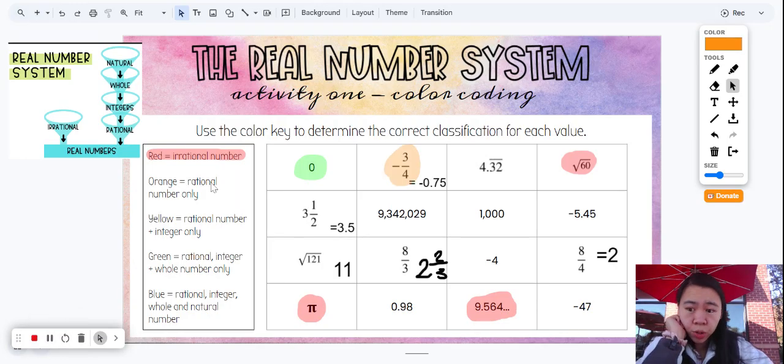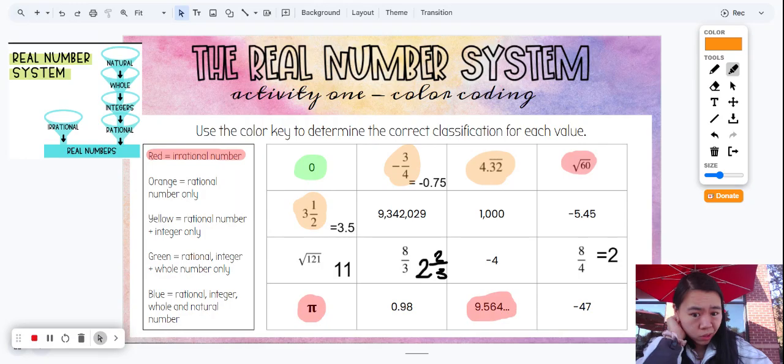4.3. That's a decimal. So it's either irrational or rational. That is a repeating decimal. 4.323232. So there is some pattern to it. So it's going to be rational. Also orange. This is not an integer. I know you know that. It's not a whole number. So it can't be any of these upper funnels. It's just rational. This is another decimal that ends. You know what that means? It's rational.